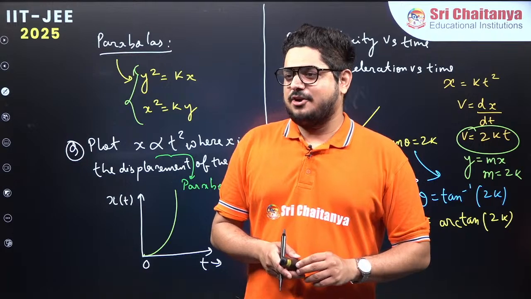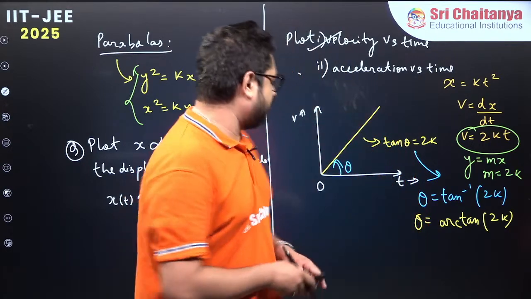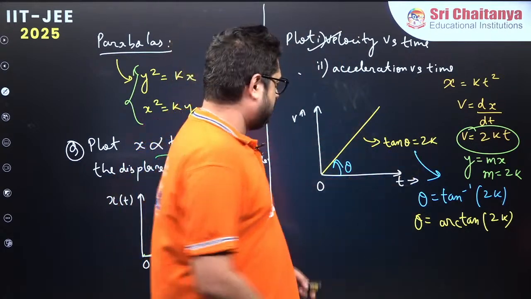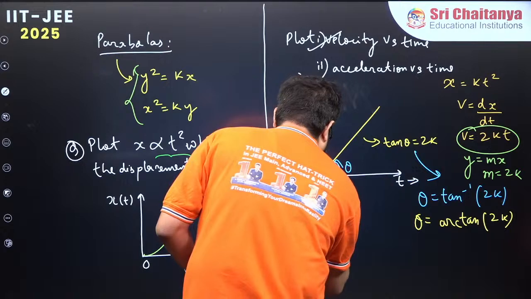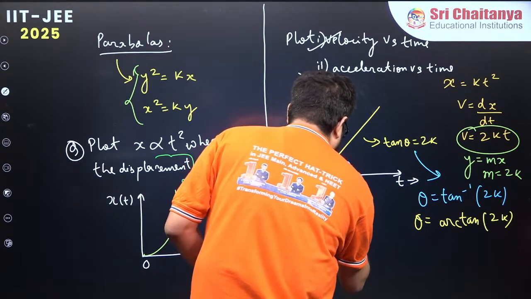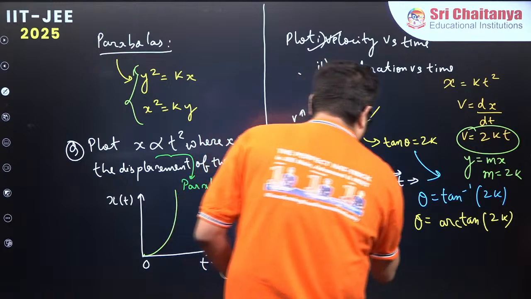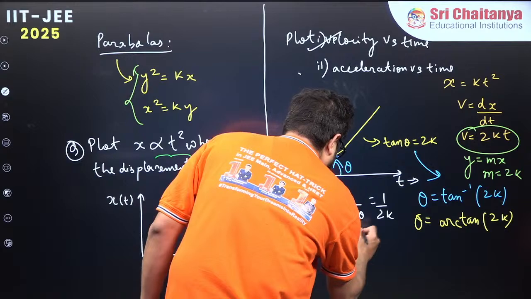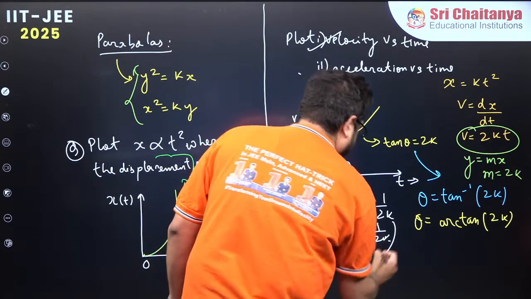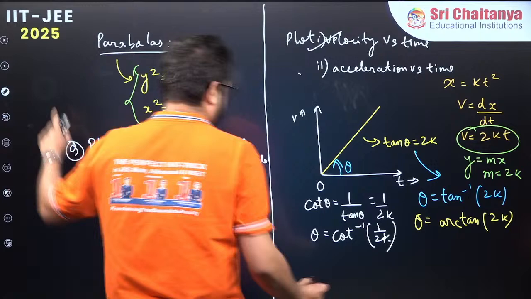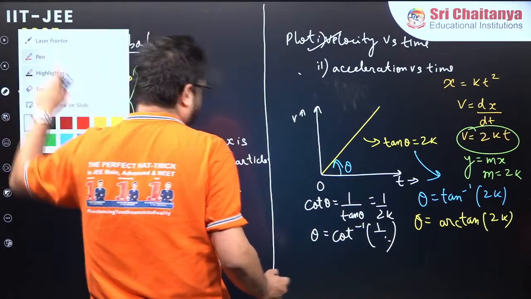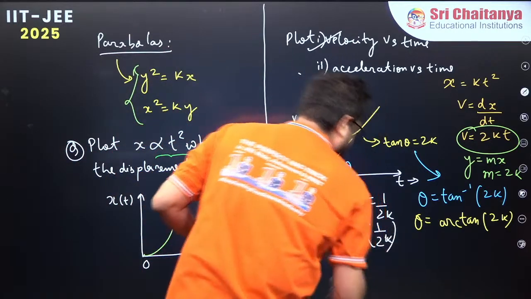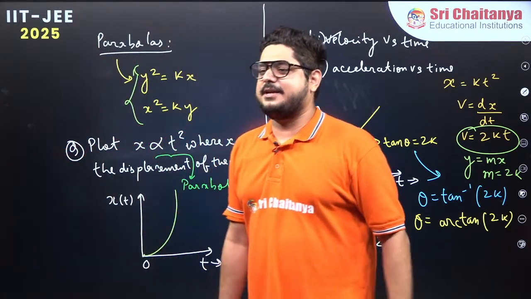Why not cot? You can write down cot. Then cot theta is going to be what? If tan theta is 2k, what is going to be cot theta? Cot theta is 1 by tan theta, so that is going to be 1 by 2k. Then what is going to be theta? Theta can also be written as cot inverse of 1 by 2k. Can we write it, yes or no? Those who are in favor of this, that I can write it down like this, they can give me a thumbs up. So I can write it in the form of cot inverse as well.